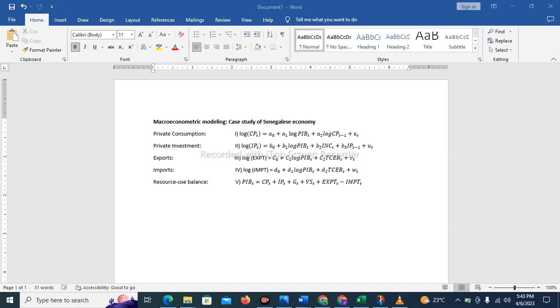This equation could have included other variables such as the interest rate, as per the neoclassical approach, or the dependency rate, which is a demographic factor. Having said that, the second equation is private investment, and investment is specified here as per the Keynesian logic, and it depends on the accelerator effect, or can also depend on uncertainty.